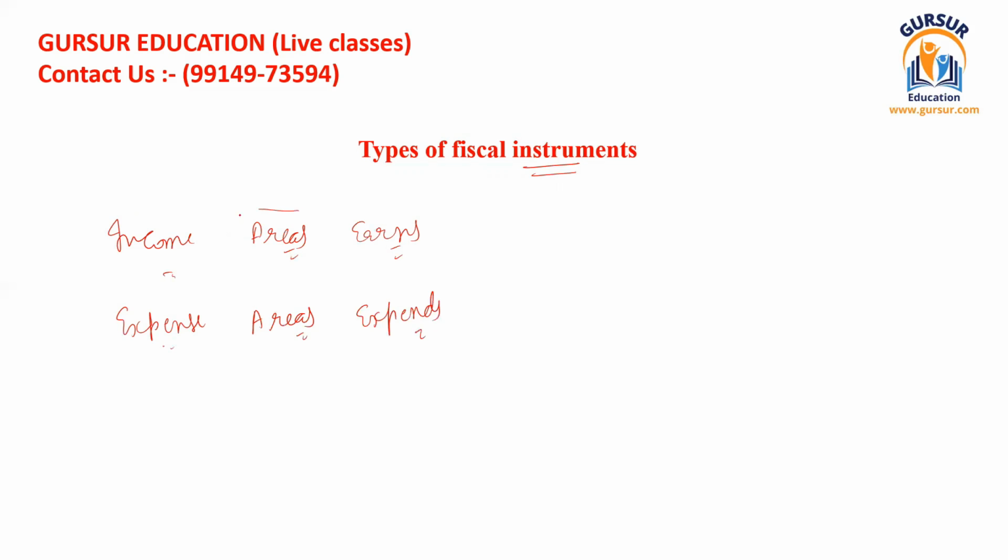Okay, so these areas are known as fiscal instruments. I hope you have got the idea. As we have studied regarding fiscal policy, the government manipulates its income and expenses. To earn the income, it has some instruments, and to spend on the expenses, it has some instruments, and these instruments are known as fiscal instruments. One by one, I am going to explain these fiscal instruments.